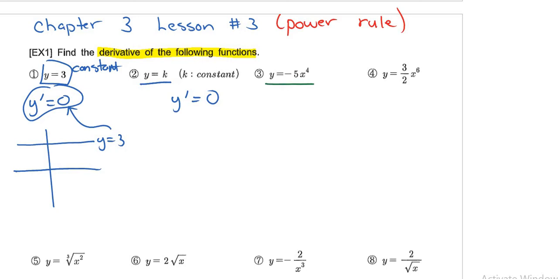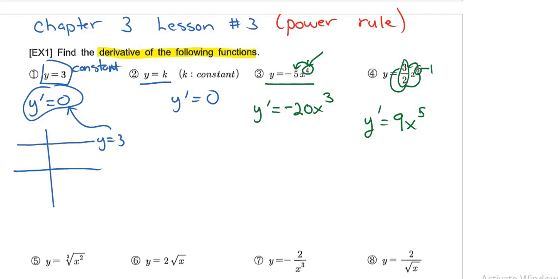Question number 3, y equals negative 5x to the power 4. So you take this 4 and bring that down and multiply that with the negative 5. So negative 5 times 4 is negative 20x, and then you reduce the power by 1, so 4 minus 1 is 3. Alright, so for question number 4, I have a 6 here, so the 6 will multiply with the 3 over 2. So 6 divided by 2 is 3, and 3 times 3 is 9, so that will be 9x to the power of, well, if I subtract a 1 from the 6, I get a 5 here, so y prime would be 9x to the power of 5.